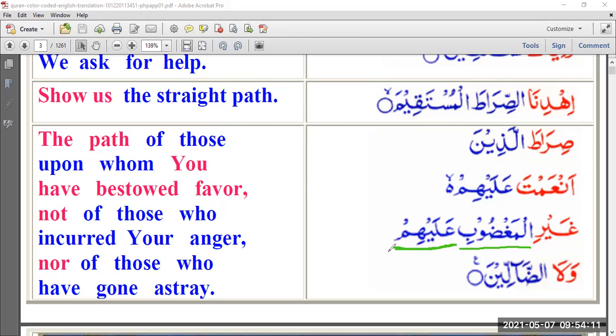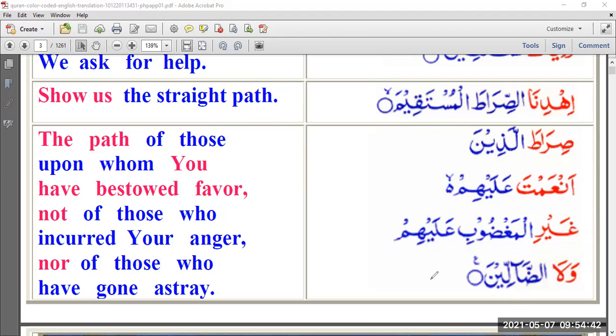What is this? Upon them. Maghdubi alayhim. It comes together to make it proper. So, not of those who earn your anger, or your anger anchored upon them. Alayhim, upon them. So ghayr means not of, those upon whom, alayhim, upon whom, maghdub, your anger has occurred.